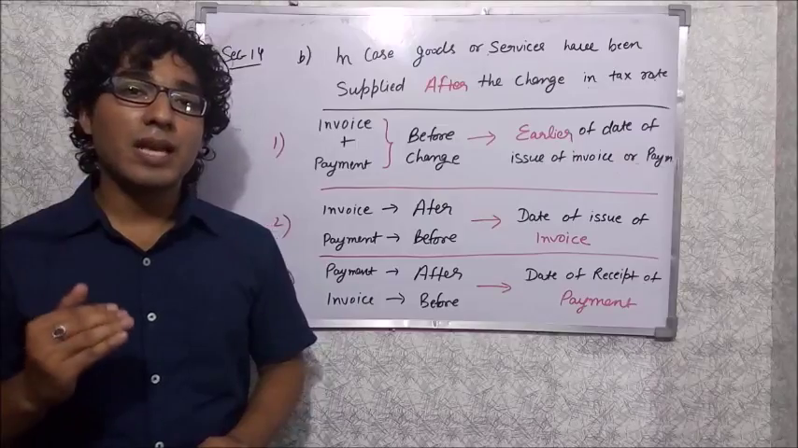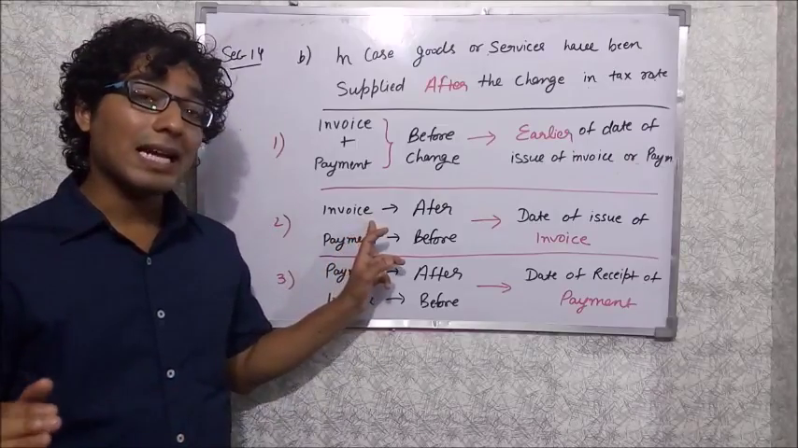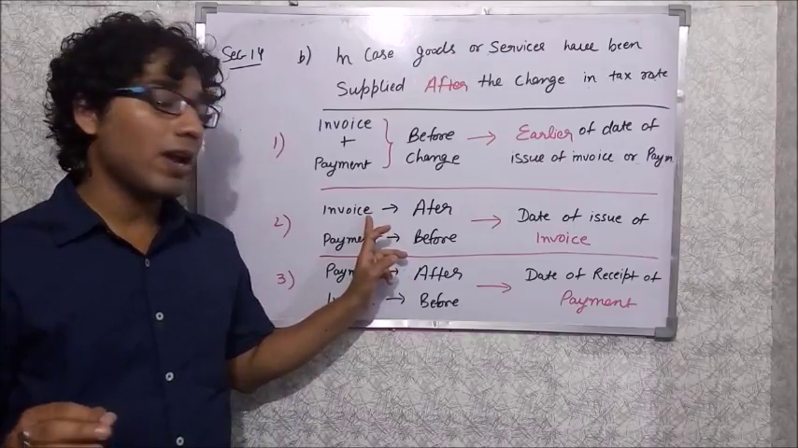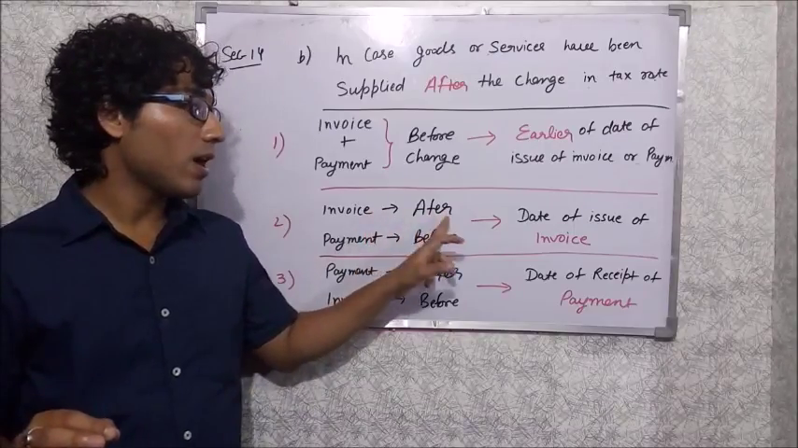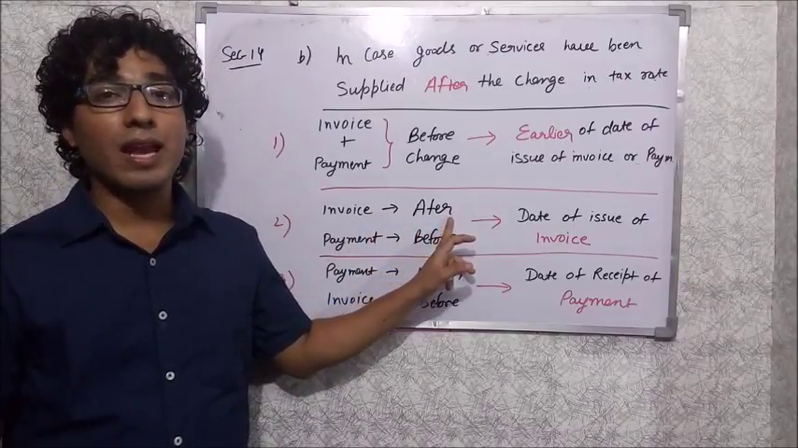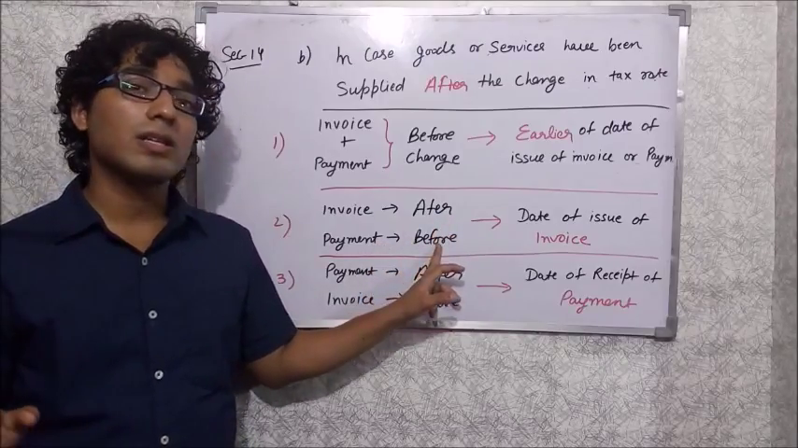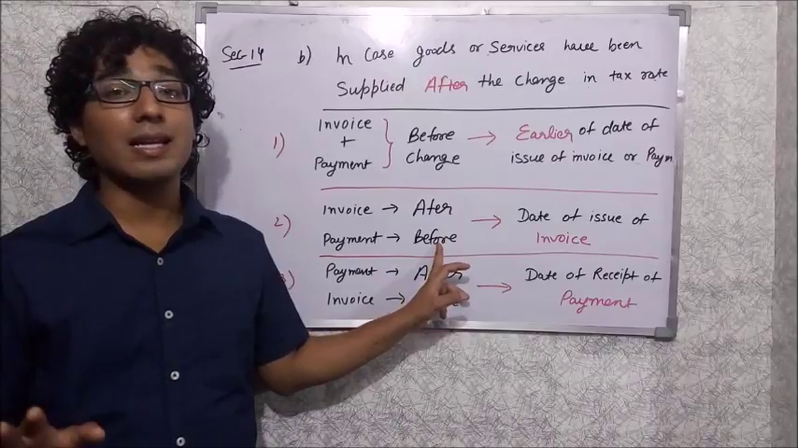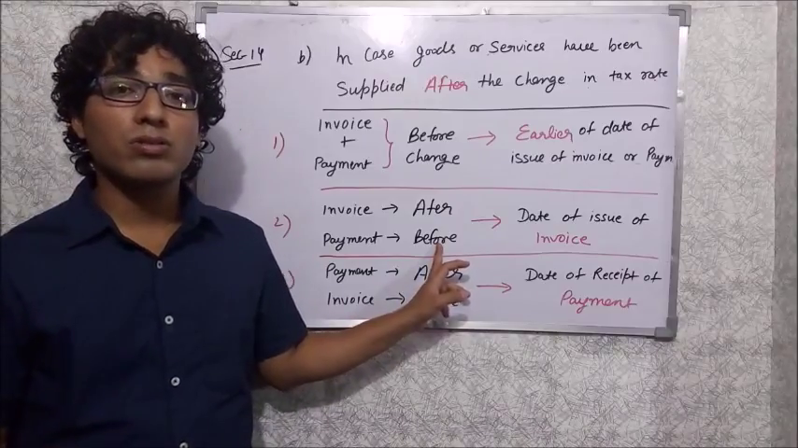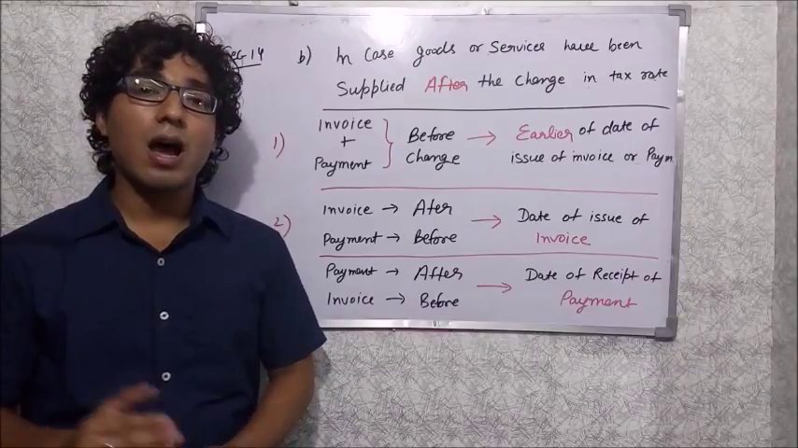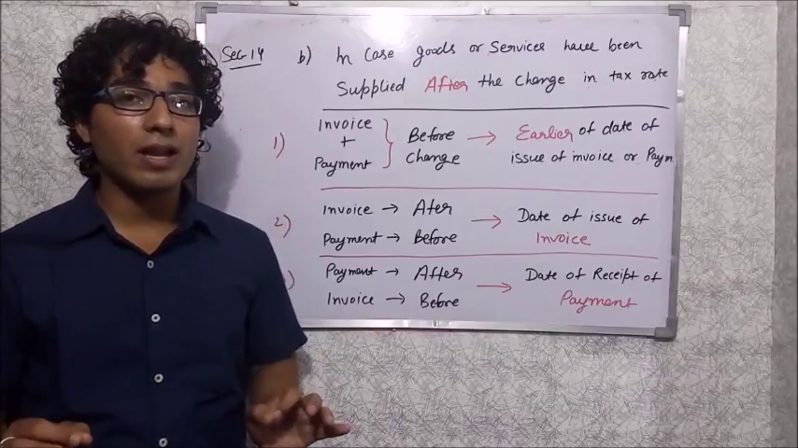And the second sub-situation is that when you issue the invoice after the change in the rate of tax and you make the payment before the change in the rate of tax. In that case, the time of supply of goods or services will be the date of issue of invoice, which is after the change in the rate of tax.